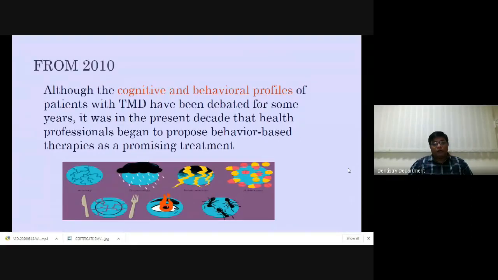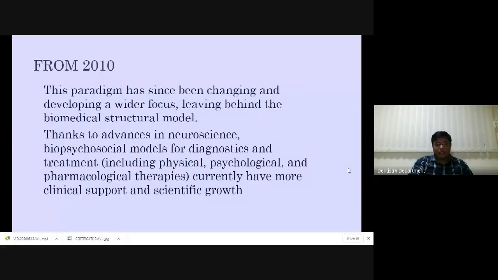Those days, we could not diagnose a psychiatric condition also. And we had the dilemma whether to send the patient to a counseling or a psychiatrist. But now they found out there are cognitive and behavioral issues in TMJ. So this paradigm shift has been changing and developing a wider focus, leaving behind the biomedical structure model. Thanks to advanced neuroscience, biopsychosocial models for diagnostics and treatment that include physical, psychological, and pharmacological therapies currently have more clinical support and scientific growth.